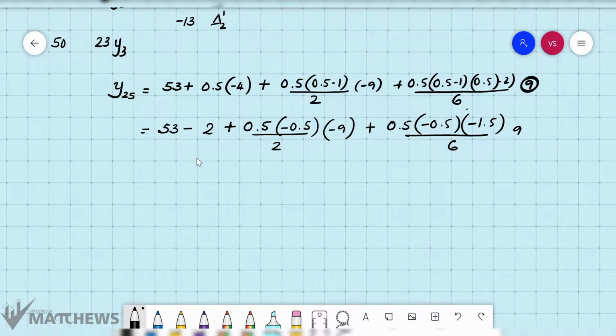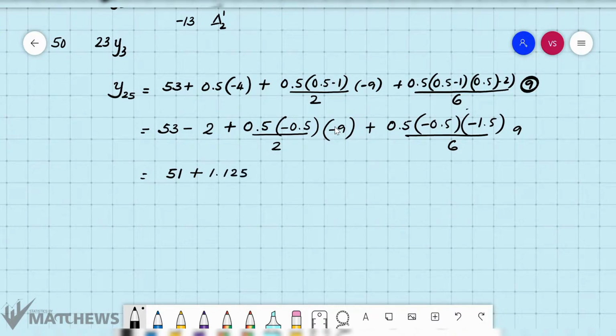Okay, so let's see again. 53 minus 2 is 51 on simplification. 51. Okay, now let's see the signs here. Here we have plus, here we have minus, here we have minus. Plus into minus is minus, minus into minus is plus. That means here everything will be plus. That means I will multiply all these three, students. That is 0.5 into 0.5 into 9 is equal to 2.25, divided by 2 is 1.125.